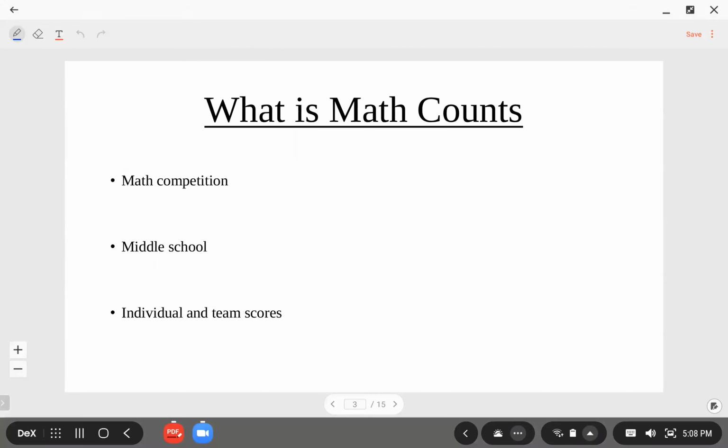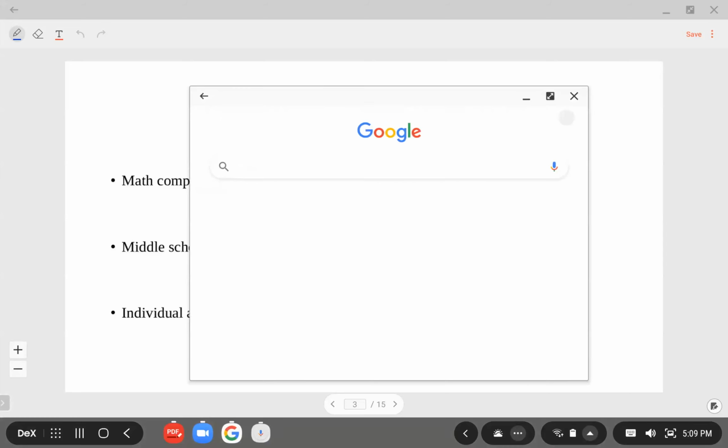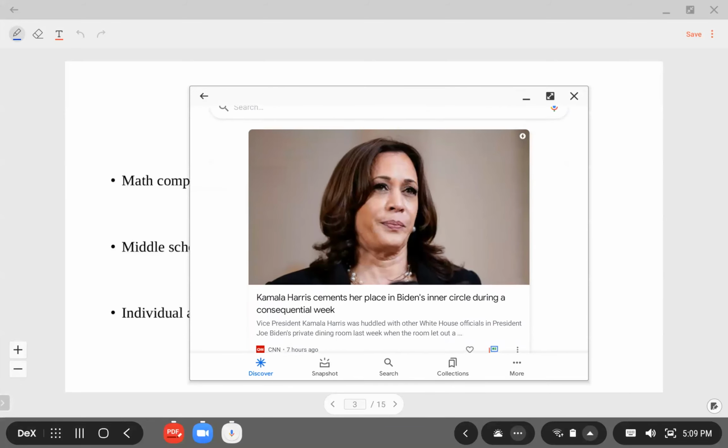So, what is Math Counts? It is a math competition that includes more than 100 middle schools from all over the nation, and there are individual and team scores. So each school has a Math Counts team, and then they're going to take your scores. Okay, the faster you are, the more points you get. For example, if you turn in your questions early, the first one to turn in your questions gets double the points. That's the idea.